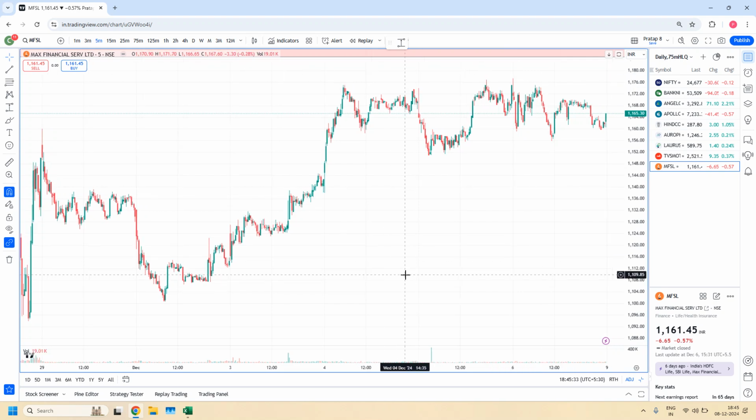But we got 2 successful trades today. None of the zones were violated. And the 2 trades we got were very neat and clean trades.